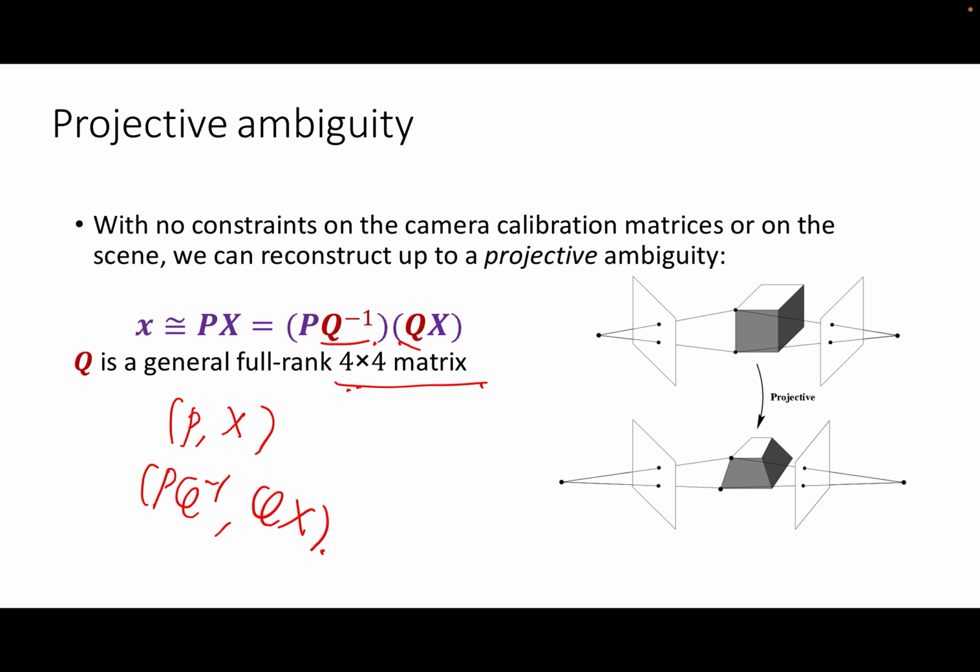So if there is no constraint on the camera calibration matrix or on the scene, then we can reconstruct up to projective ambiguity. This shows the projective ambiguity. Q is just a projective transformation matrix, right? So there can be many possible solutions up to projective ambiguity. This shows the ambiguity of structure from motion.